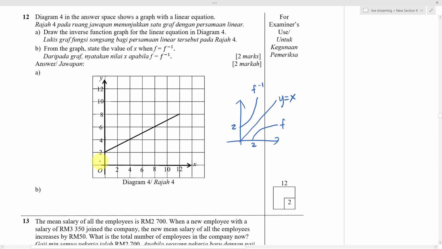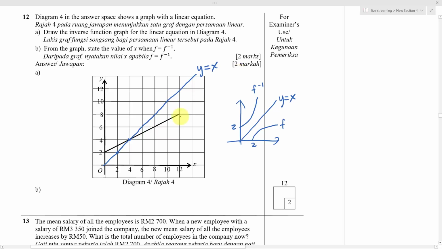Coming back to this question, where is y equals x? Y equals x means the coordinates have the same x value and same y value, so it's something like 2, 2, 4, 4, 6, 6, 8, 8, and so on. Then I draw a straight line for it, of course using a ruler. This line is y equals x.